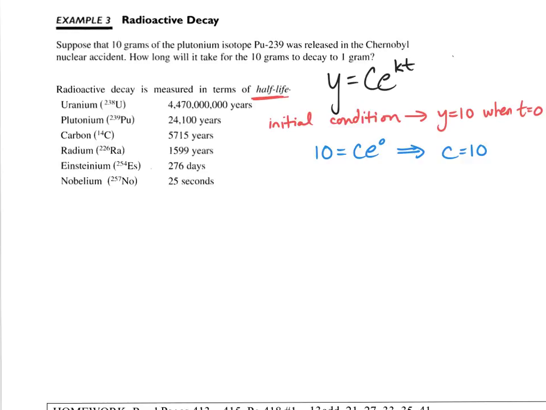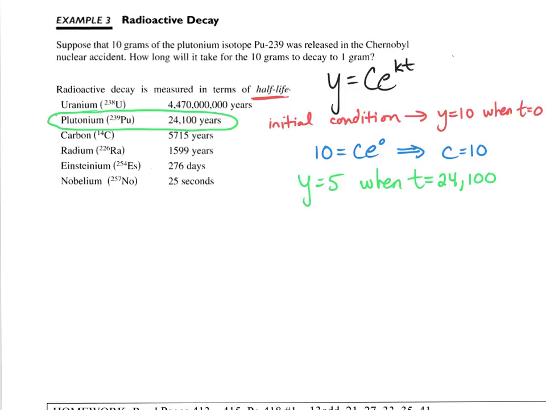So it's now asking half-life. Well, if we started out with 10 grams, how many grams are we looking for at half-life? You want to decay to 1 gram. From 10 grams? No. For half-life? Half, 5, right? 5. So y equals 5 when t is equal to what? 1 half-life. So that's 24,000. It's 24,100, right? It takes 24,100 years for half of the plutonium to decay.